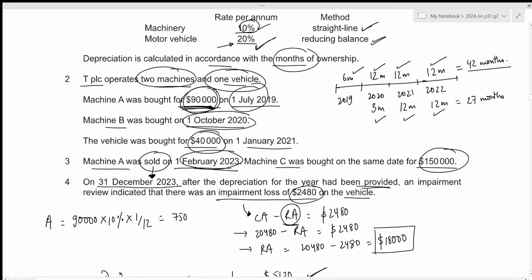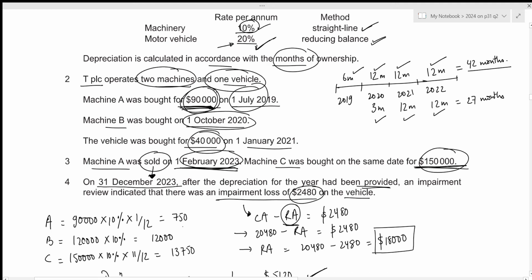Now we need to calculate the depreciation for machine B as well, and in this case machine B was used for the entire 12 months in the year of 2023. We have already calculated its cost to be 120,000 times 10%. This will result in the value of 12,000. Then machine C was bought at the date of 1st February 2023, which means that it was used for 11 months in the year of 2023. We need to calculate the corresponding depreciation as well, and the cost for machine C is given to be 150,000. So 150,000 times 10%, we are looking for 11 months, times 11 by 12. This results in the value of 13,750.